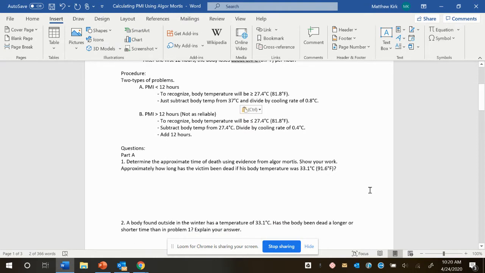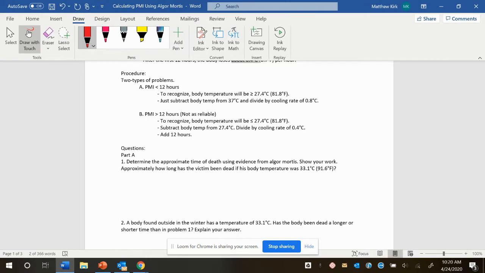Let's try number one together here. Number one says to determine the approximate time of death using our evidence from Algor Mortis. Approximately how long has the victim been dead if his body temperature was 33.1 degrees Celsius? Again, we need to recognize whether it's an A problem or a B problem. Is the PMI less than 12 hours or greater than 12? So we look at his measured body temperature, and it was 33.1 degrees Celsius. Okay, that would be type A. That is greater than 27.4, so we know it's going to be less than 12 hours.